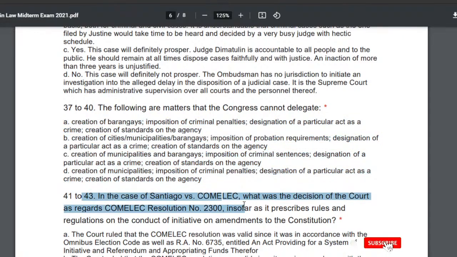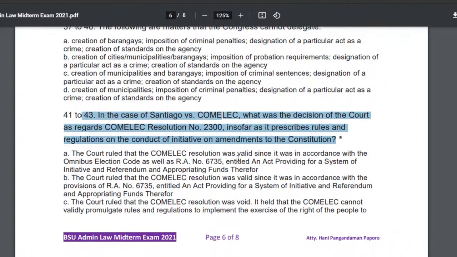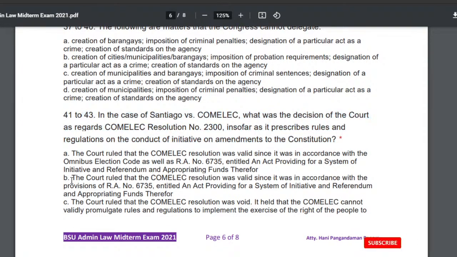In the case of Santiago versus Comelec, what was the decision of the court as regards COMELEC Resolution number 2300, insofar as it prescribes rules and regulations on the conduct of initiative on amendments to the Constitution? A. The court ruled that the COMELEC resolution was valid since it was in accordance with the OEC as well as RA 6335, entitled an act providing for a system of initiative and referendum and appropriating funds therefor. Letter B. The court ruled that the COMELEC resolution was valid since it was in accordance with the provisions of RA number 6735, entitled an act providing for a system of initiative and referendum and appropriating funds therefor.